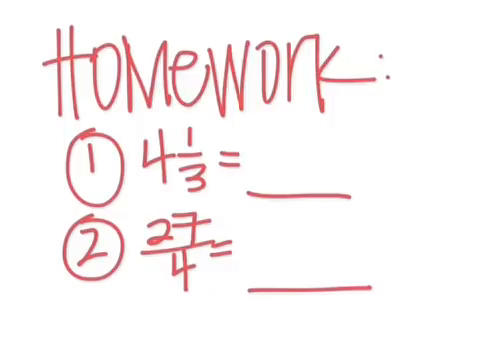Tonight's homework is you're going to make the 4 1/3 into an improper fraction. So you need to do the whoop whoop trick on this one. And then 27/4 you need to make into a mixed number. For that one you could do the division problem, or you could just do it mentally, whatever makes the most sense to you.